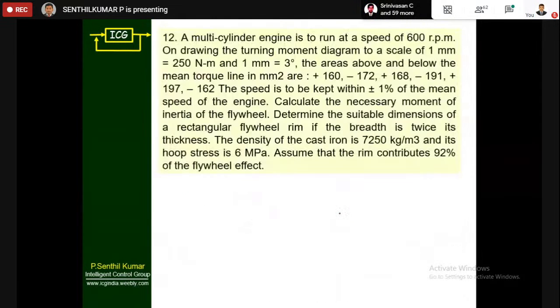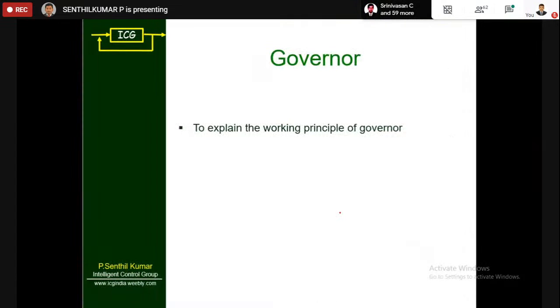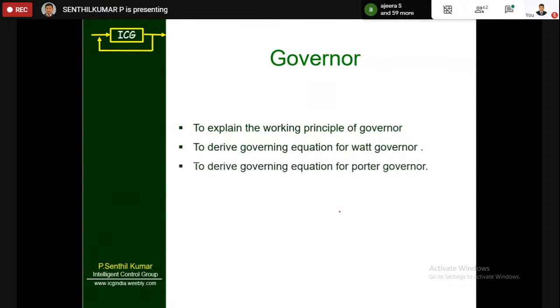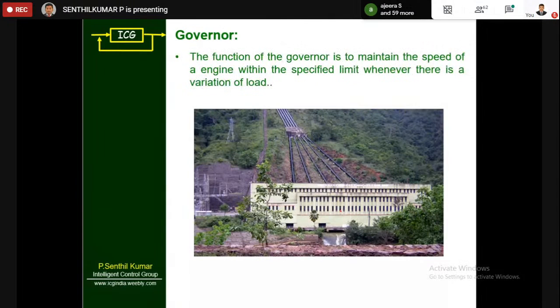Let me discuss the devices first. We have one more topic called dynamic analysis that we will discuss later. Let me finish the dynamic devices alone. Governor. Let's take another one, governor. Let me tell you what is governor, where it is used, because you know every topic you need some motivation.